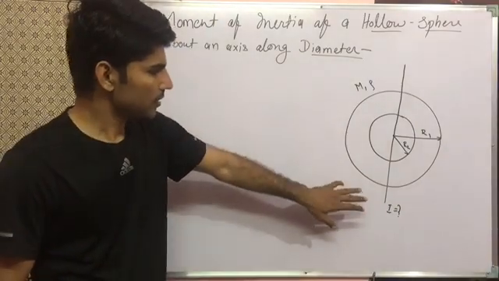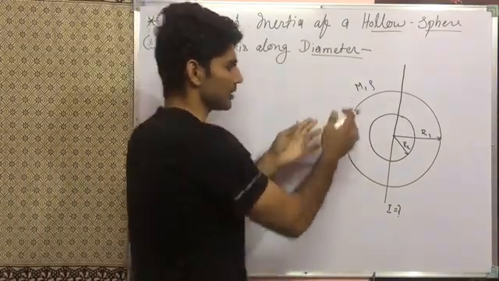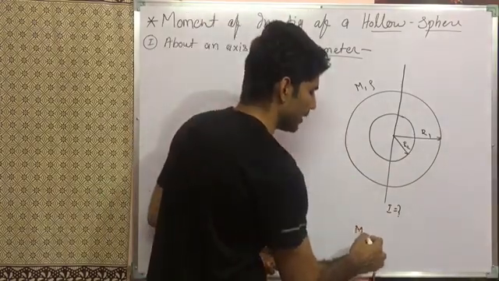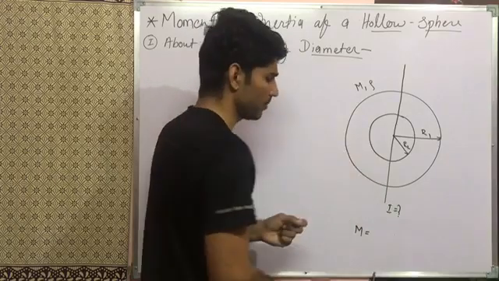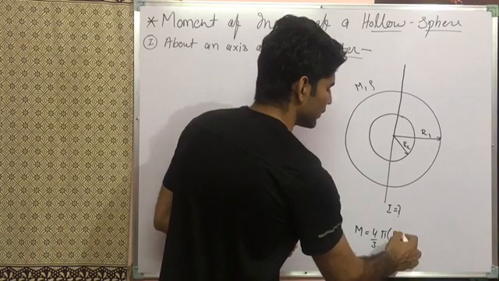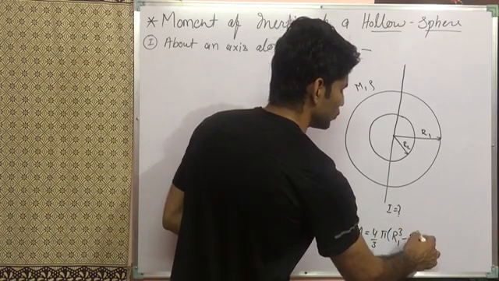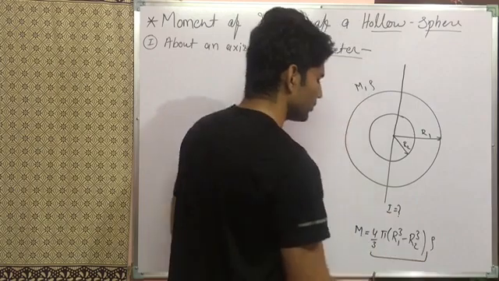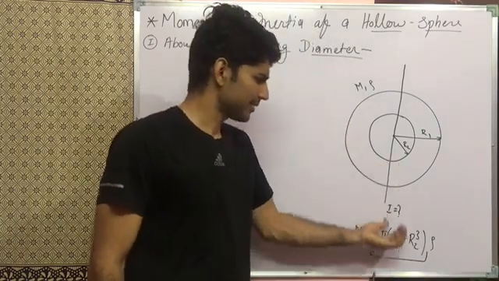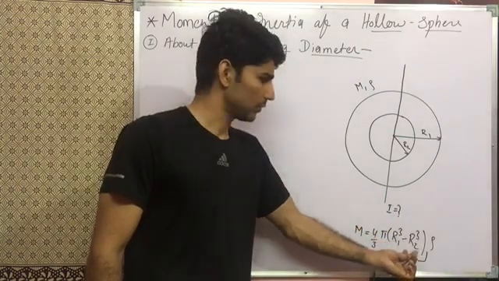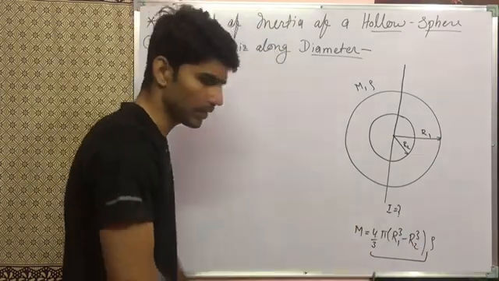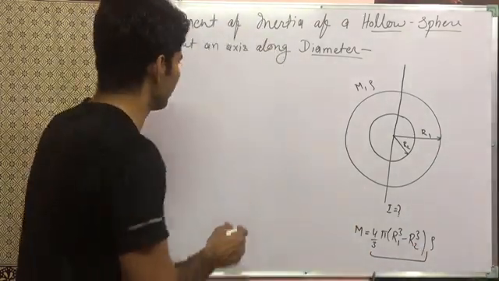First of all, we can write the mass, which will help in the derivation. The mass of this hollow sphere is 4/3 pi (R1 cube minus R2 cube) times rho. This is the volume of the sphere, 4/3 pi R1 cube minus 4/3 pi R2 cube, and rho is the density. This is the mass of the sphere which we will require in further derivation.